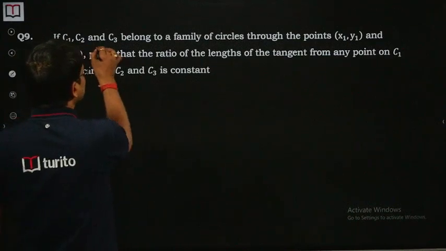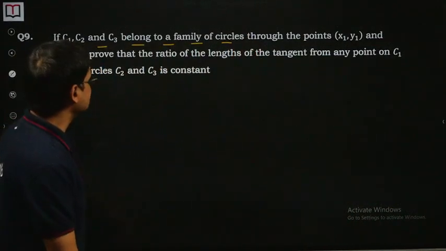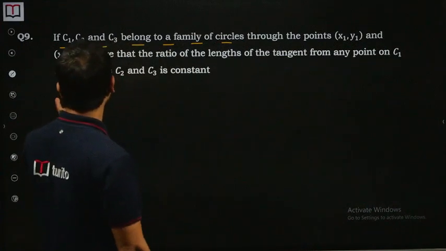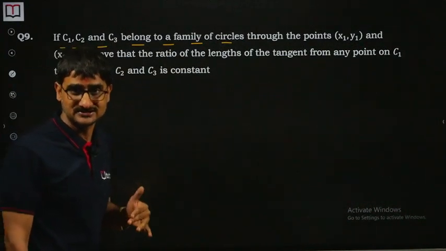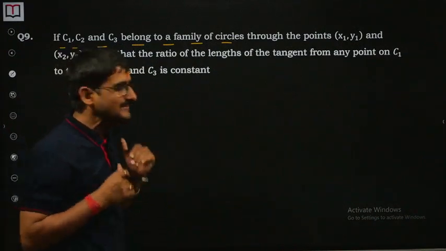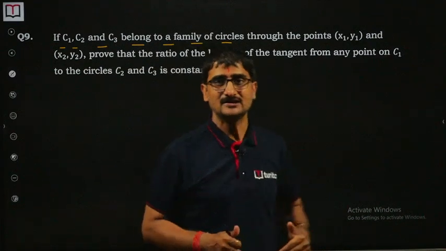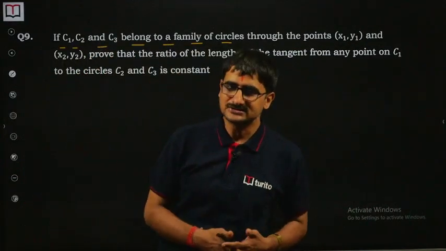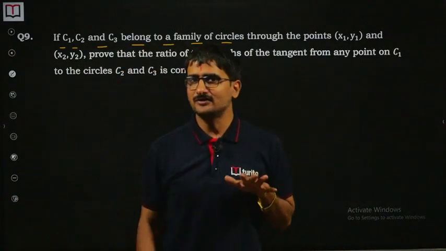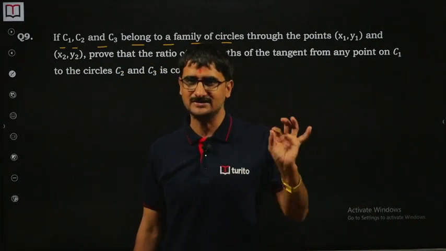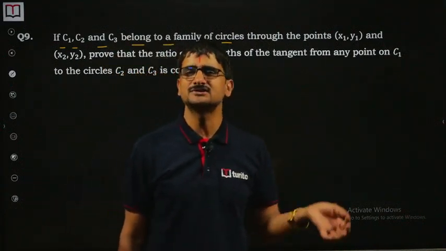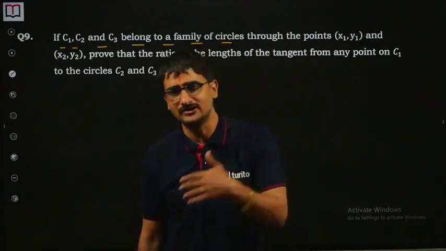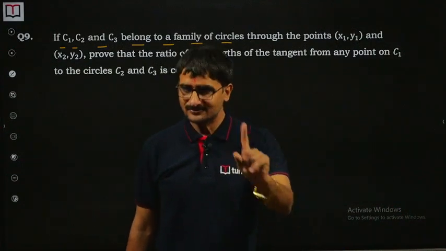The next one is: C1, C2, C3 belong to a family of circles through the points x1, y1, x2, y2. Prove that the ratio of the length of the tangent from any point on C1 to the circles C2 and C3 is a constant. Again, quite a lengthy one, but still I selected it because we should be ready to deal with a lengthier question. Of course, no one is going to ask you to prove that it's a constant, but as I always say, a question is a question, whether it appears as an objective question, single correct, multiple correct, matrix match, assertion reason, true and false, fill in the blanks, integer type, non-integer type, or subjective. It doesn't matter. A question is a question.